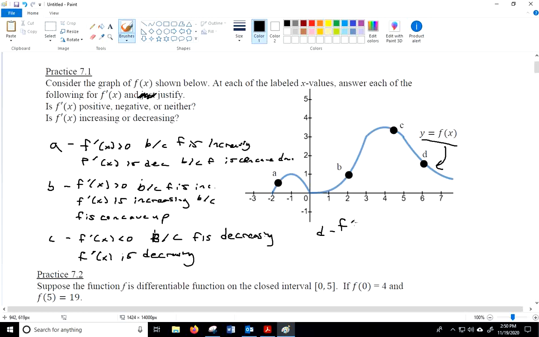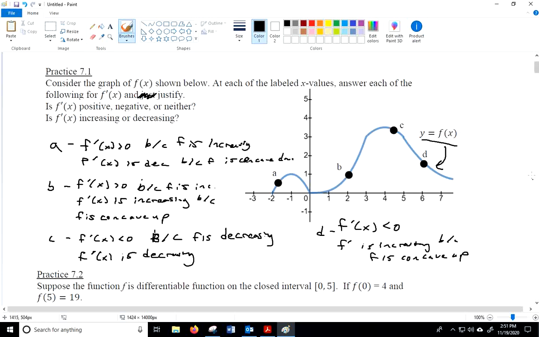Lastly, at D, f prime is negative because f is decreasing. And f prime is increasing because we're concave up. And I say concave up at that point location.